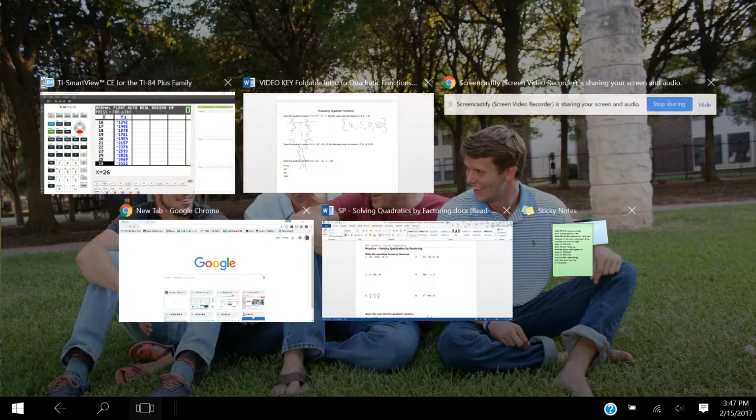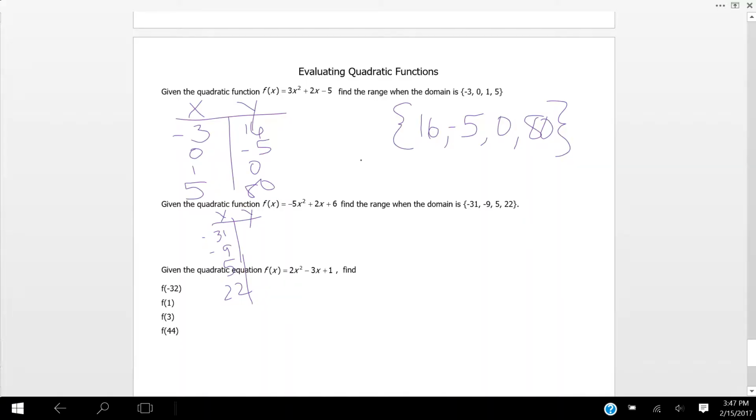So back to my notes. -4,861, -417, -109, and -2,370. So my range would be -4,861, -417, -109, -2,370. All right.